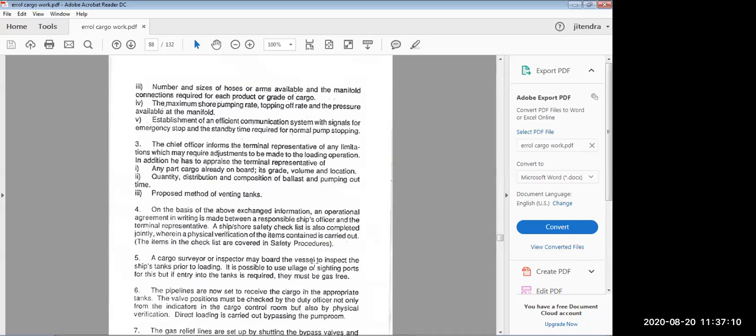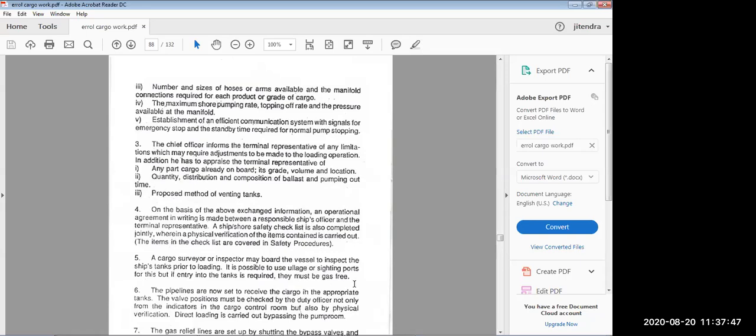So the ship shore safety checklist will be done, and it will be agreed how and when you will stop, and the maximum rate. Then the chief officer will inform the terminal of any limitations of the ship: venting limitations, rate limitation, pressure limitation. Then any part of the cargo already on board, how much is the ROB of previous cargo on board. Then how we will do the venting, open or closed venting. Generally open, closed venting nowadays with vapor return line.